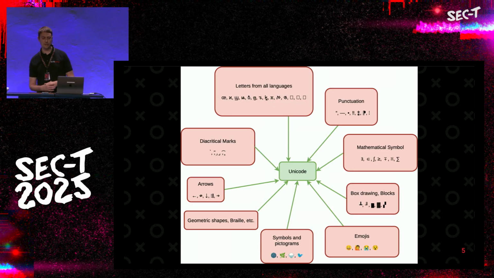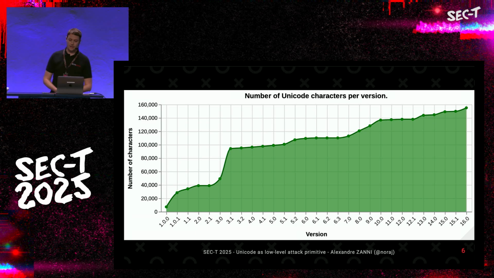In Unicode, you will find thousands and millions of characters. Not only the letters from all the common languages, but also some punctuation, symbols, emojis, and any kind of shapes and stuff. Unicode works like software, so it has versions and it's growing over time. Every year, new characters are added.